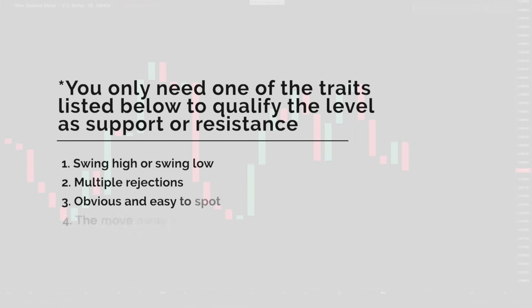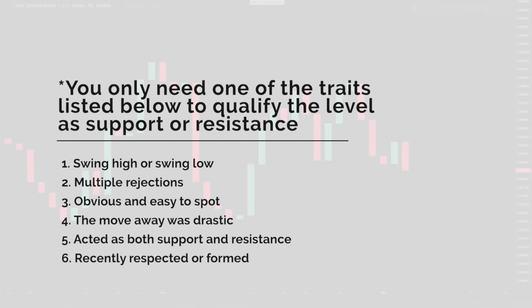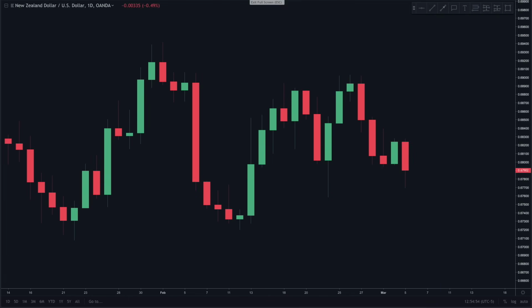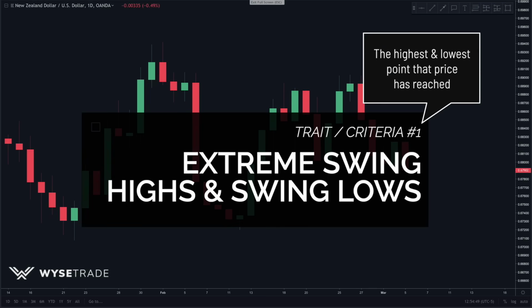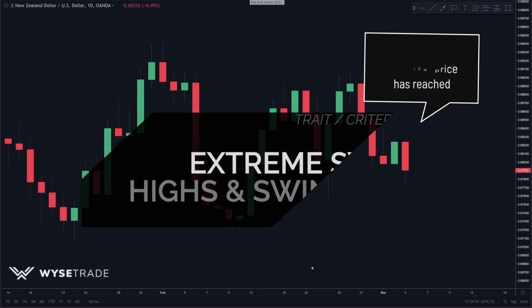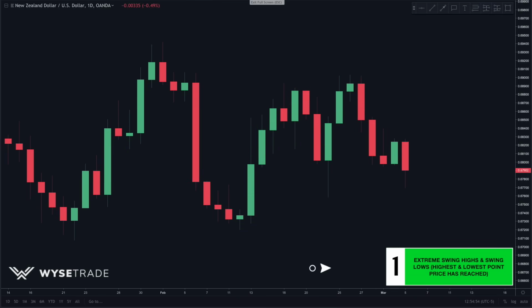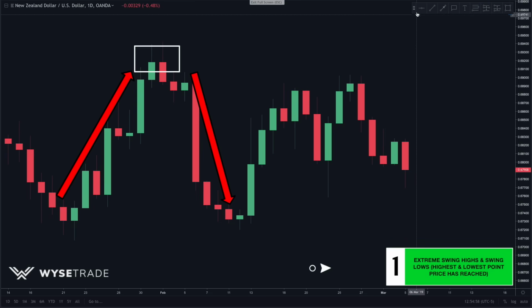Now, we're going to go through each of the traits we just listed, but more in depth on the charts. So starting with trait number 1, that will qualify a level of support and resistance, which is the extreme swing highs and swing lows, meaning the highest and lowest points that price has reached in recent time. So we look left and you notice price came up, hit and reversed. And this was the highest point that price got to, making it an extreme swing high.